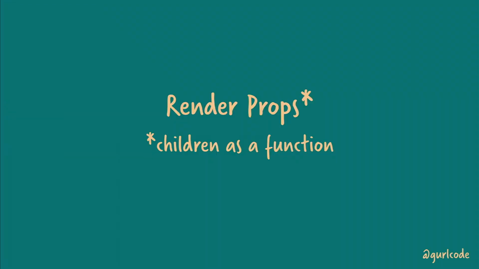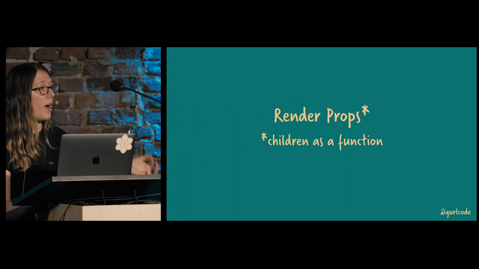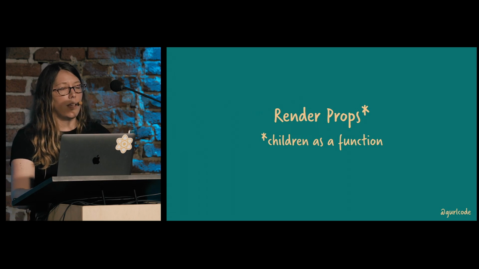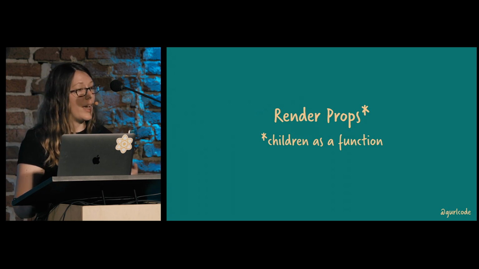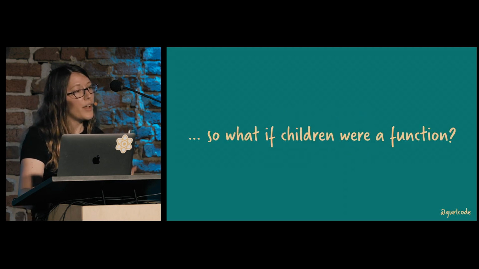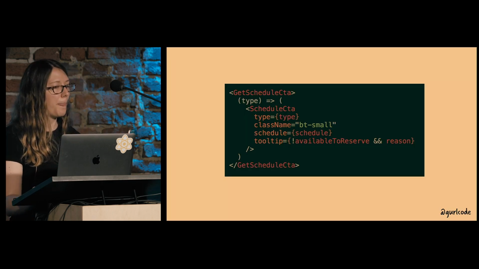So to do this, I'm going to show you one of my favorite React patterns, the render props pattern. It's also known as children as a function. So I spoke about the children prop earlier, and while that can be child components, it can also be, honestly, anything: an object, an array, a string, a number. So what if it was a function? We could do something like this.